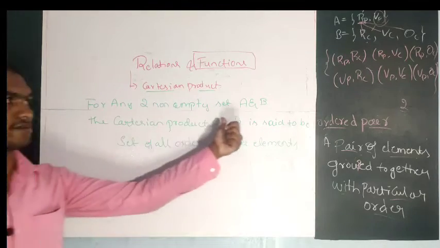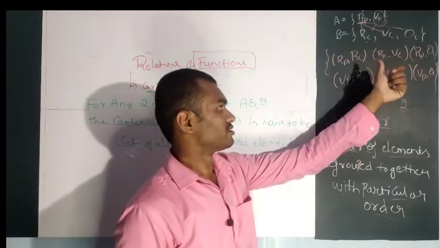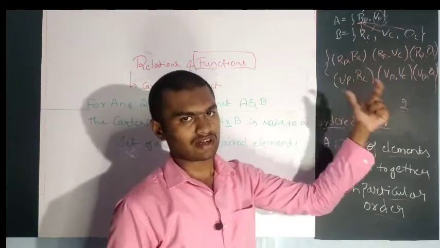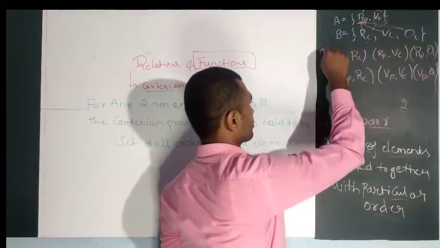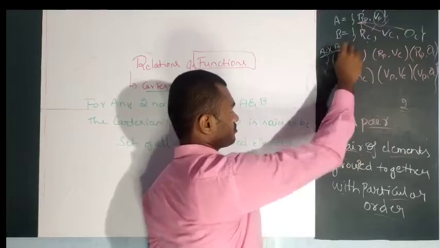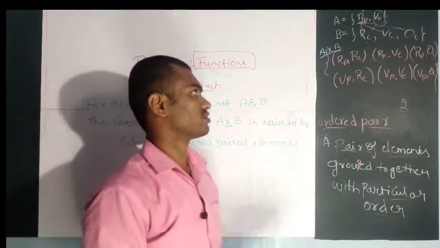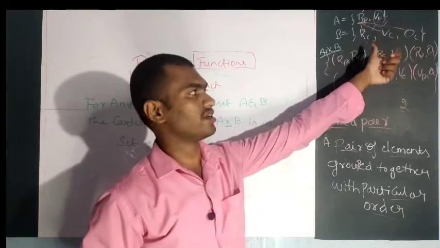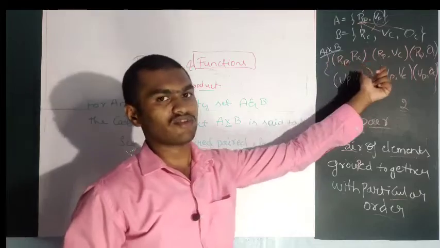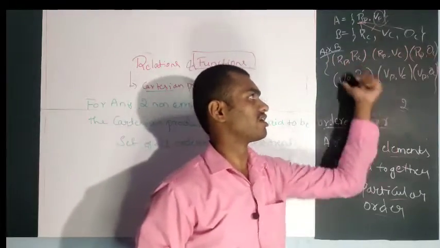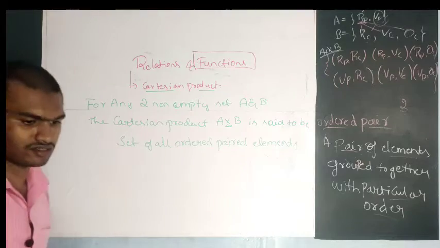So for any two non-empty sets A and B, the Cartesian product A cross B. So here this set is A cross B. Cross is the symbol used to denote the Cartesian product. For any two non-empty sets A and B, the Cartesian product A cross B is defined as the set of all ordered pair elements. This is called a Cartesian product.